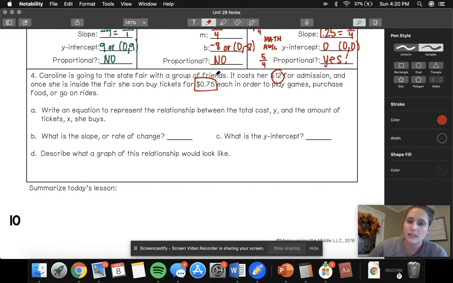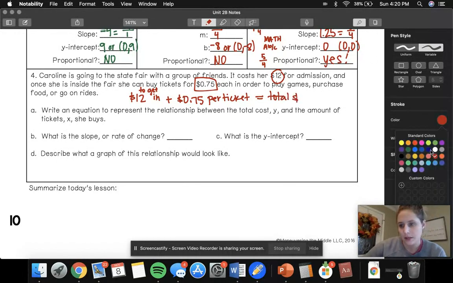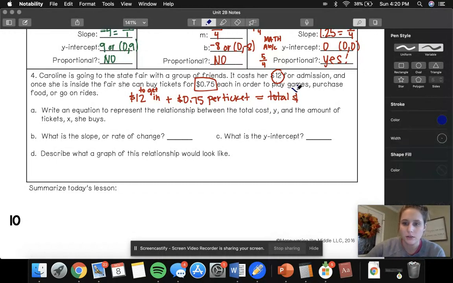Okay, so I'm going to write this problem again. So she has to pay $12 to get in. Okay, to get in. Plus, she also has to pay 75 cents for every single ticket. Okay. And however much she wants to buy, that will equal her total cost. Okay, so this equation could be written, okay, total cost is y, x is the number of tickets.